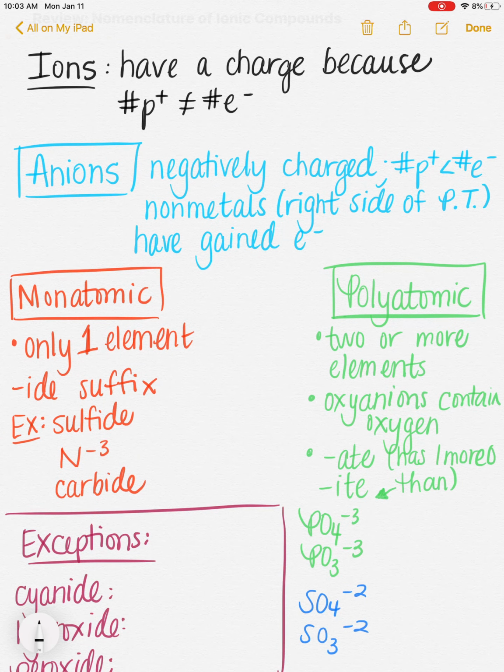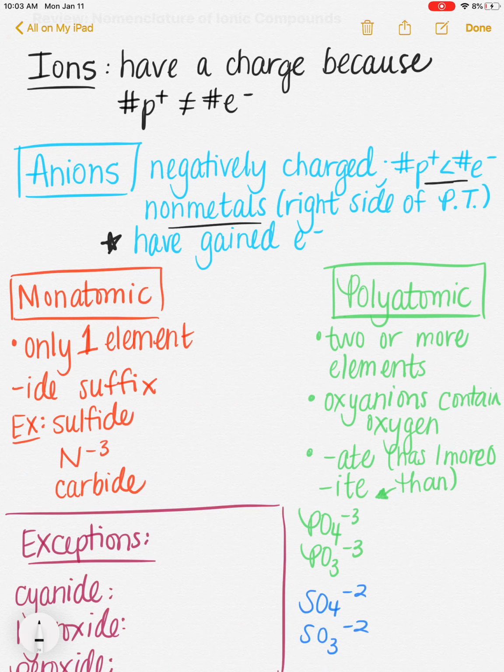Anions are negatively charged, and the reason why they're negatively charged is because their number of protons is less than their number of electrons. Now, remember that you cannot gain or lose protons for an atom that you're working with, because if you change the number of protons, you change the element itself. So what has to happen in order for there to be more electrons than there are protons is that the species has to have gained electrons.